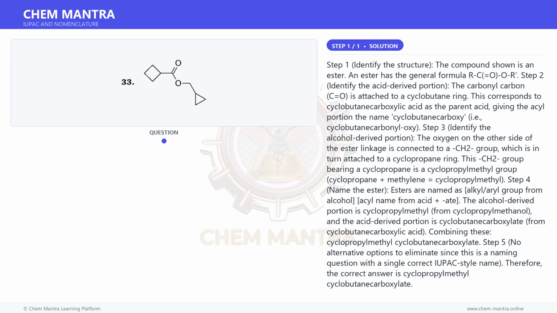The compound shown is an ester. An ester has the general formula RC=O-OR.